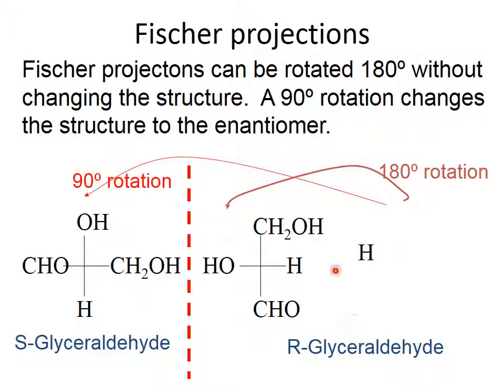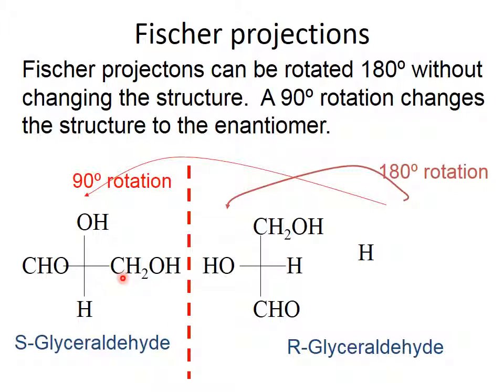The thing about Fischer projections is that we can rotate them 180 degrees, and it doesn't change the structure, because if I rotate this 180 degrees, this is still side to side, and this is still back and back. All I've done is rotated the molecule around. However, if I do a 90-degree rotation, what I find is you actually change the chirality of the compound. You change it from S to R.